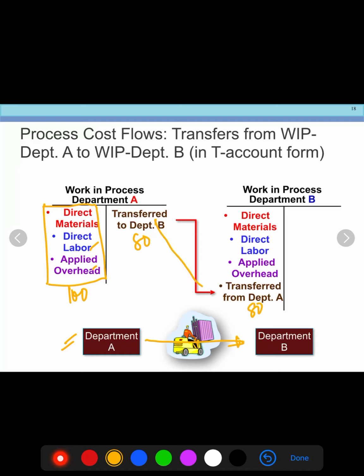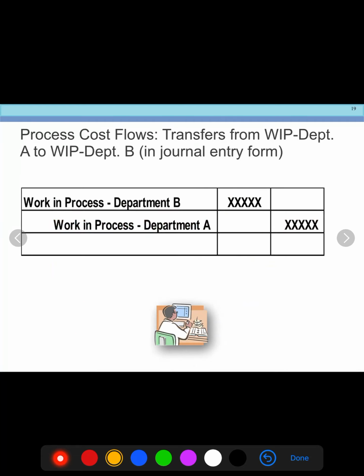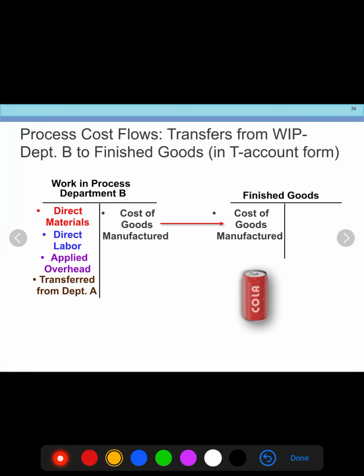And the amount being transferred from Department A to Department B will be added to all manufacturing cost naman na in-apply mo or ginamit mo doon sa second department. That's why, class, uulit-ulitin lang natin, in a process cost system, the accumulation of cost is based on department, is per department. In terms of journal entry, you just cancel it or remove it from the work in process of Department A and then transferred it to the work in process of Department B.